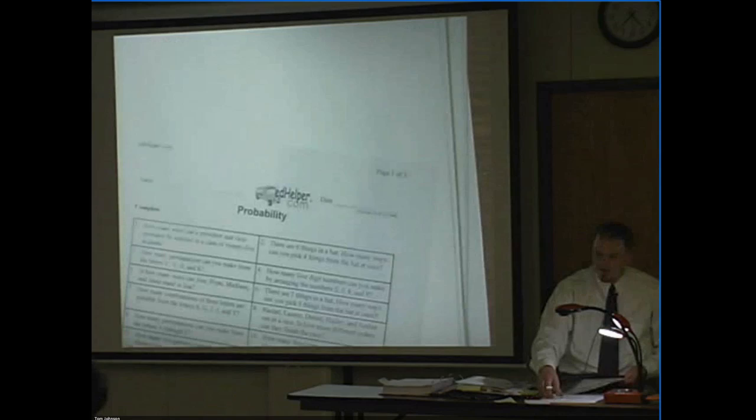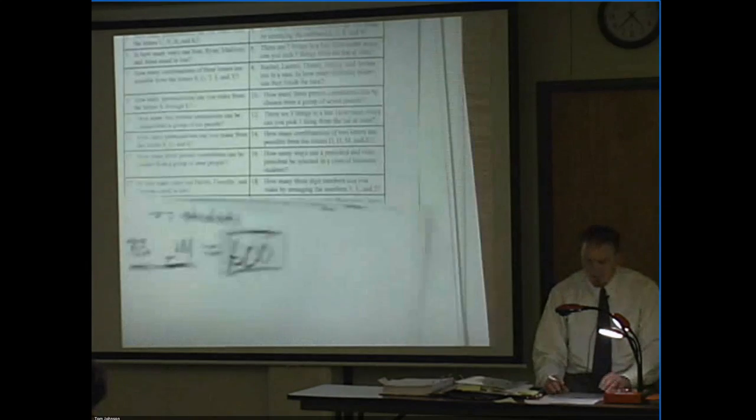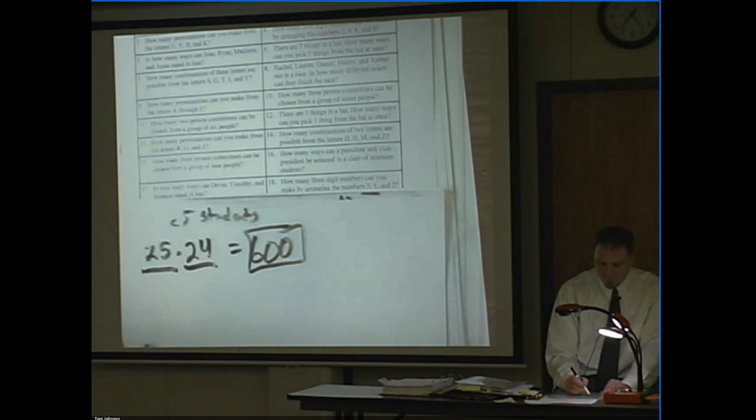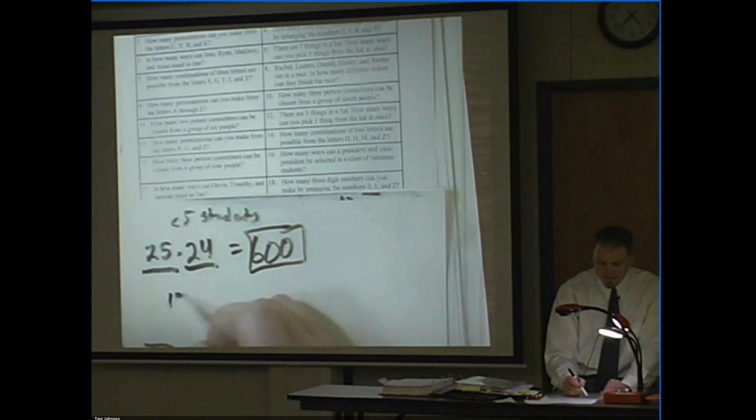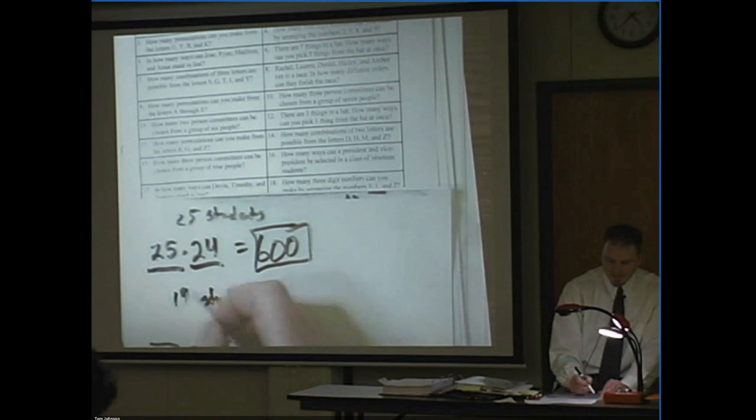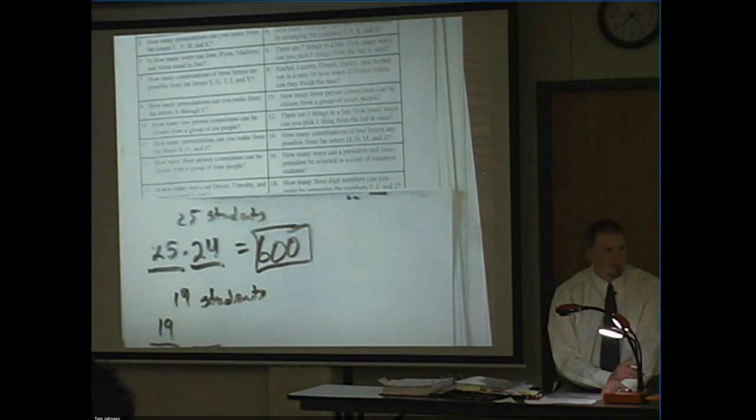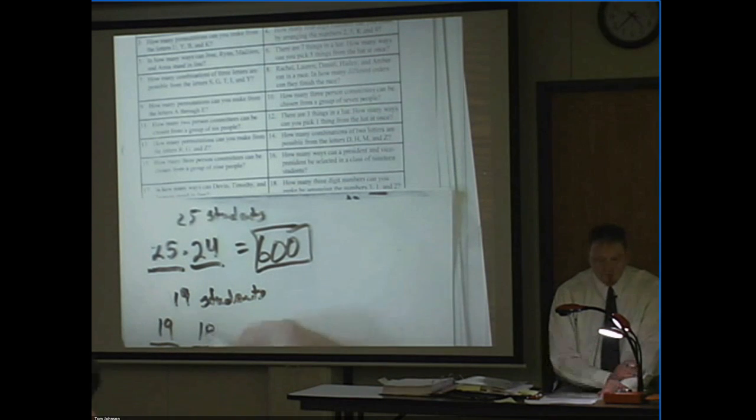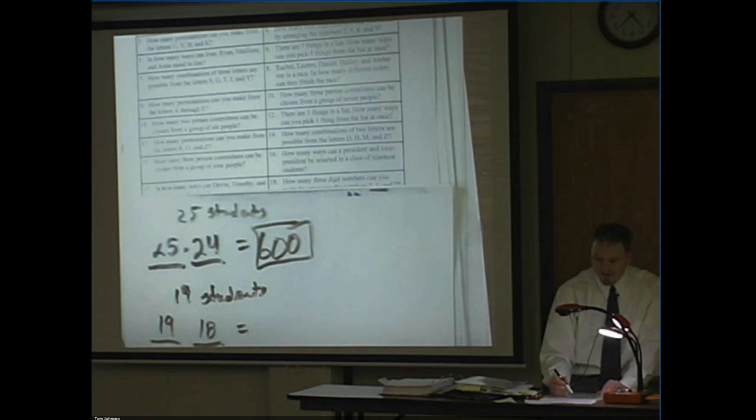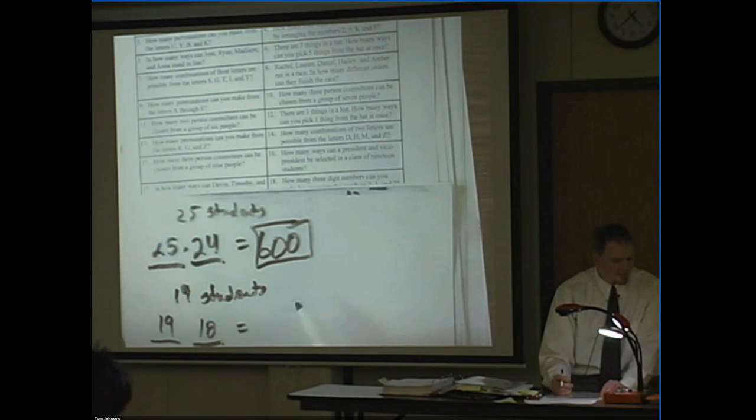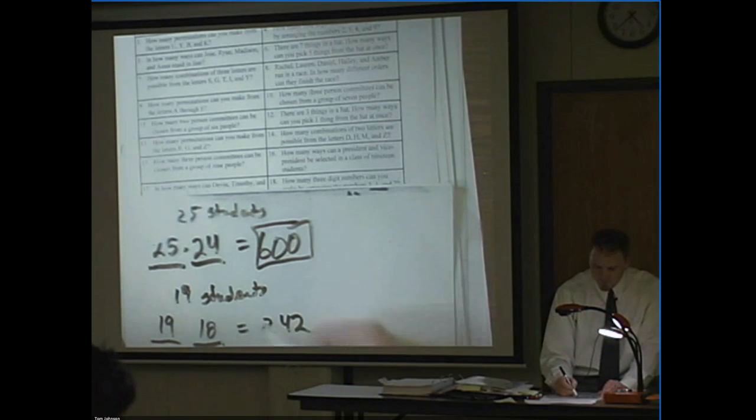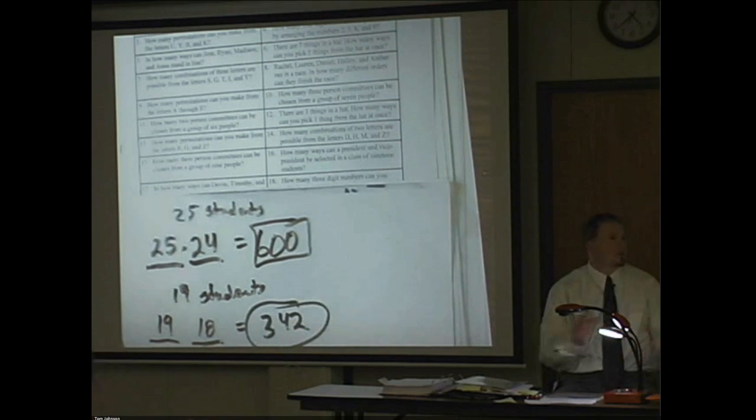Now number 16 is very, very similar. How many ways can a president and vice president be selected in a class of 19 students? Again, we've got 2 positions, 19 students. So 19 for president, and then 18 choices for vice president. And that gives us a total of, what's 19 times 18? 342.